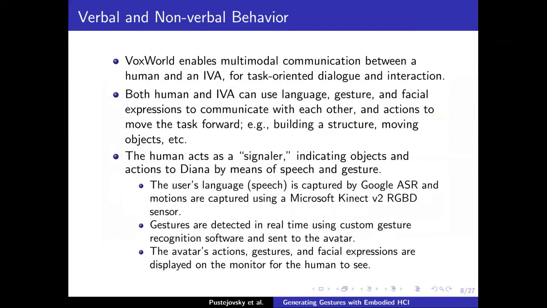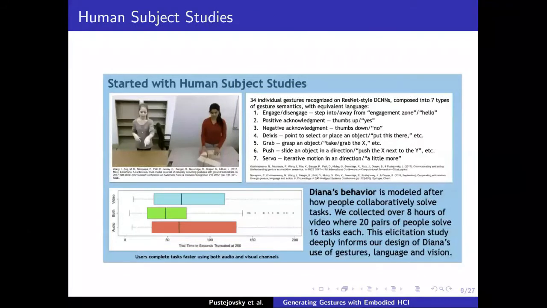The speech is captured by Google ASR, and motion is captured using a Microsoft Kinect RGBD sensor, and these are detected in real time using a gesture recognition software package that CSU has developed. Facial expressions, actions, and gestures are all displayed on a monitor for the human to see.